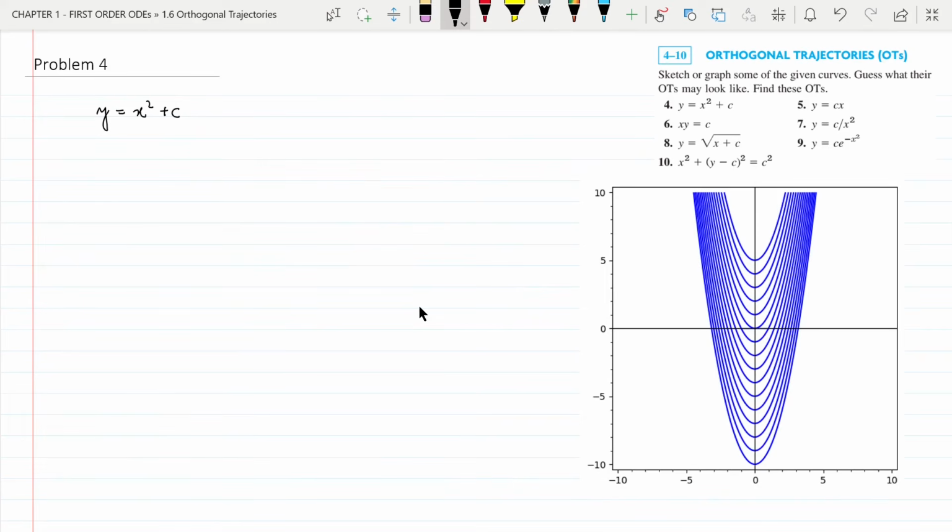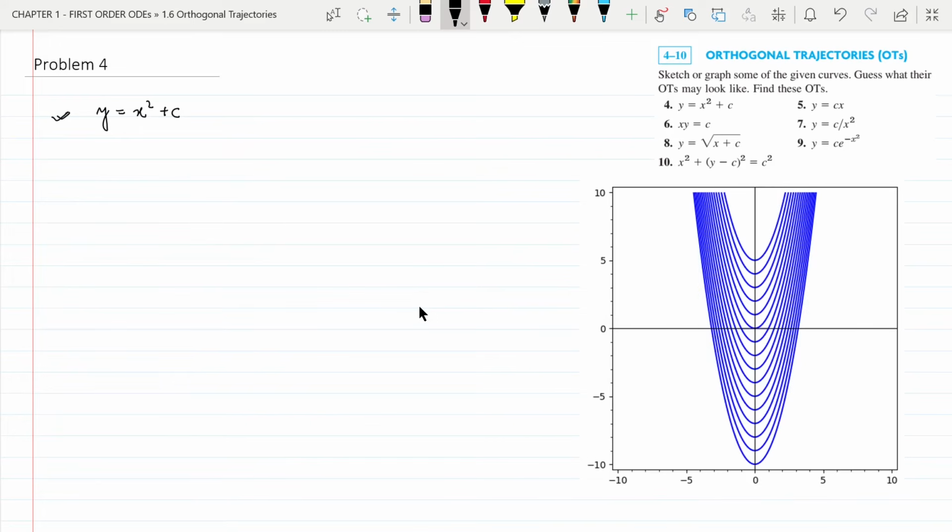By using SageMath, I have already drawn the graphs of this family of curves. We can see that these parabolas open upwards and their axis is the y-axis, and these various parabolas are for various values of c.